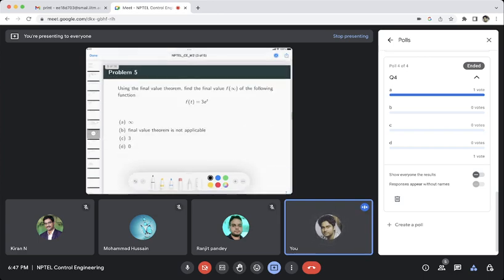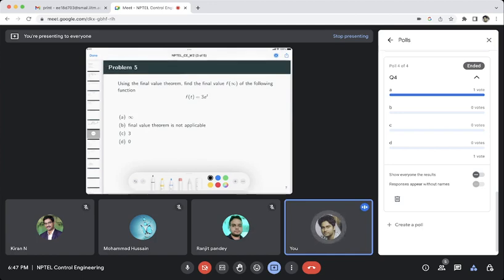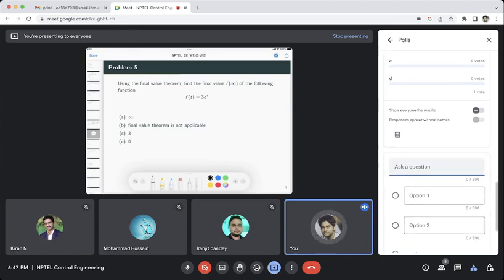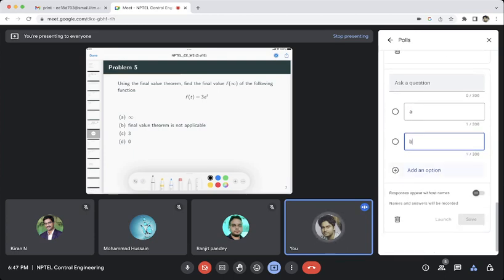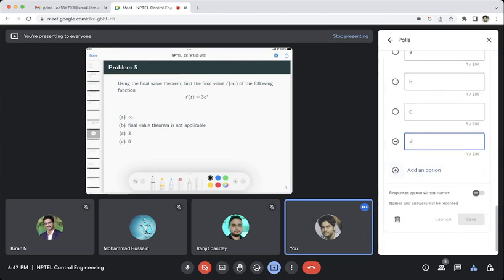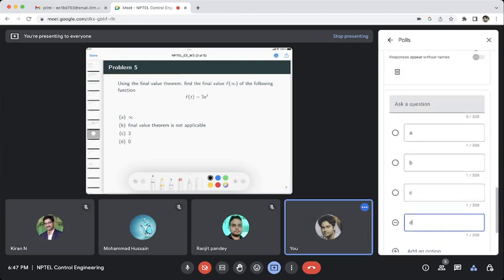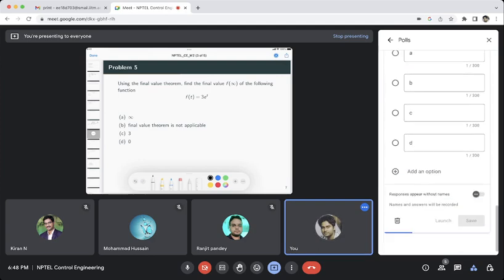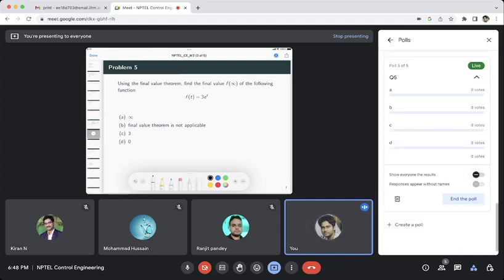So next we move to another question, the final value theorem. Again, you know the final value theorem, so just check whether you can apply this final value theorem, and if not, what is the issue. So this is question 5. Just answer this question.